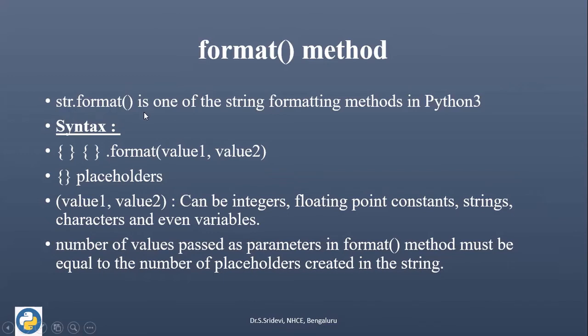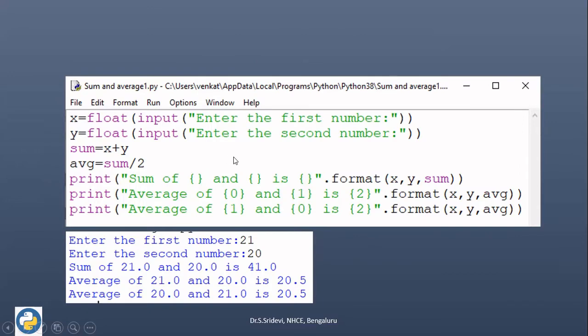In case of the format method, we are going to use something known as placeholders. To represent the placeholder, we use curly braces, open and close. The number of curly braces can be anything. After the string, we use dot, then format. Within the brackets, we write value 1, value 2, and so on. The number of values will be equal to the number of placeholders we have. These values can be either integer or floating point constants, or they can be strings, characters, sometimes even variables. Now let's see one program to understand the formatting of strings.